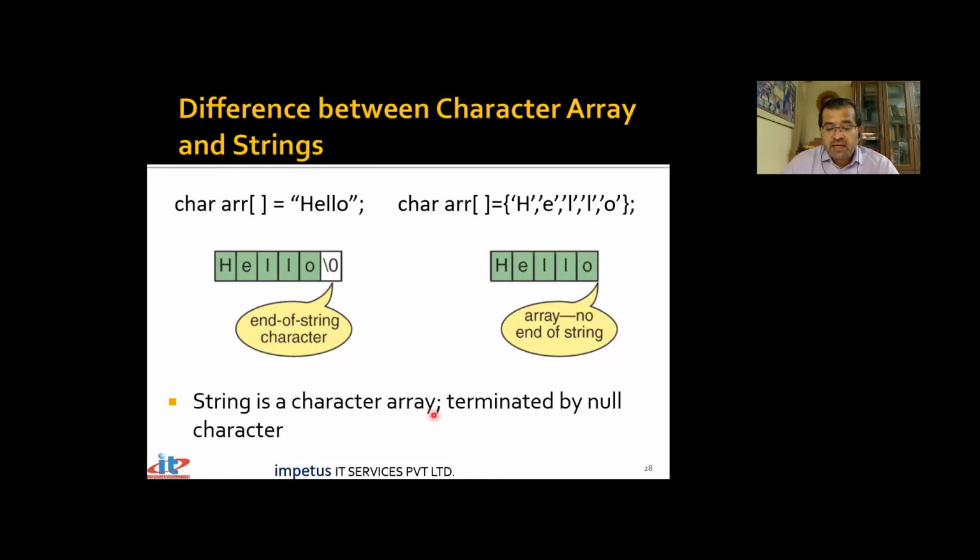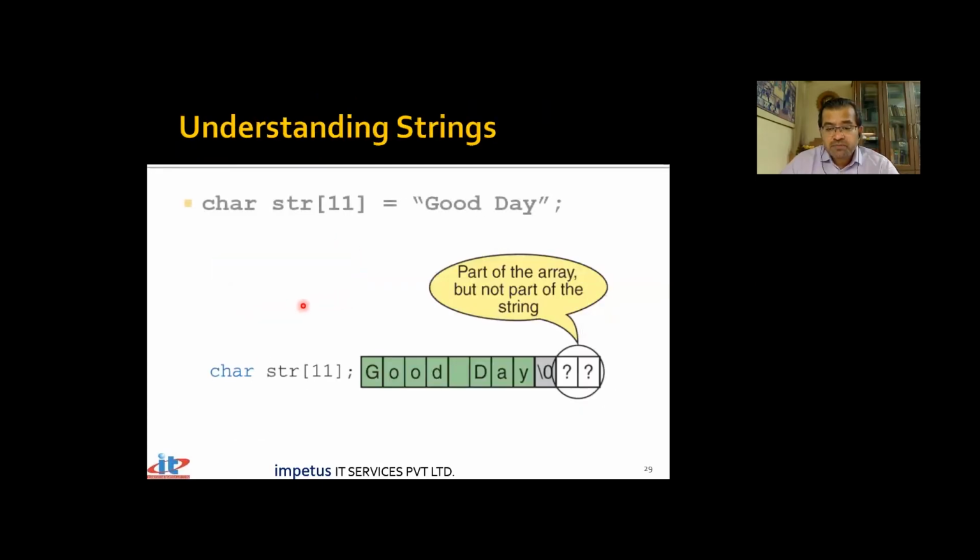A string is a character array terminated by a null character. So this is also a character array, a sequence of characters, but such a sequence of characters which is terminated with backslash 0. Say I say char str of 11 is equal to good day. So what's going to happen? We create a character array in which we have good day, and then good day takes how many bytes? These are 4 bytes, and 4 and 4, 8 bytes, and one more for backslash 0, 9 bytes. So good space day and backslash 0. What will happen about the rest?